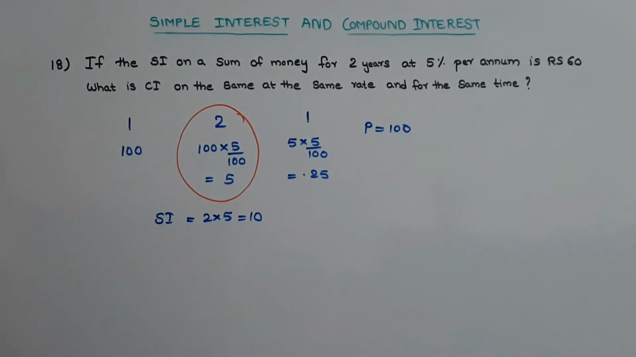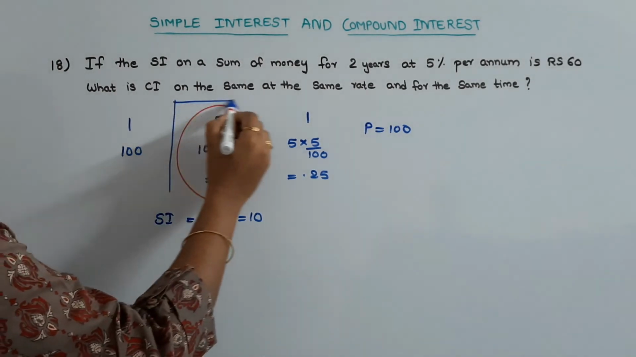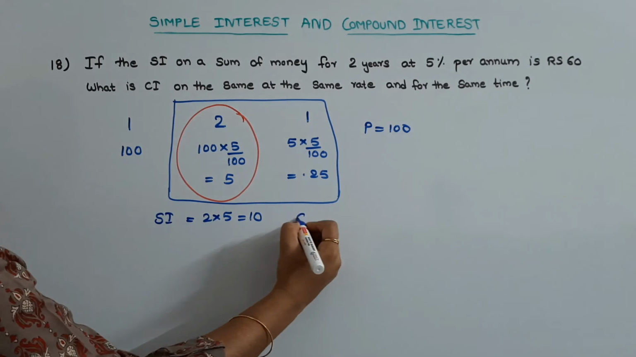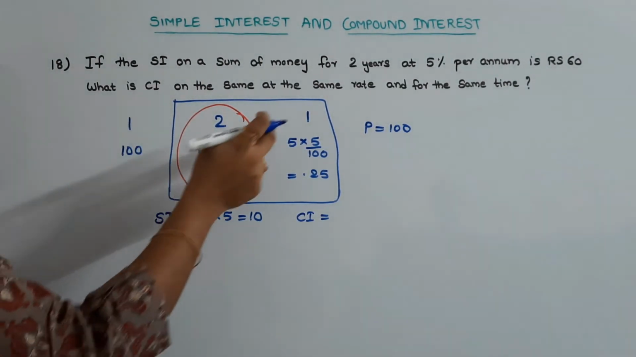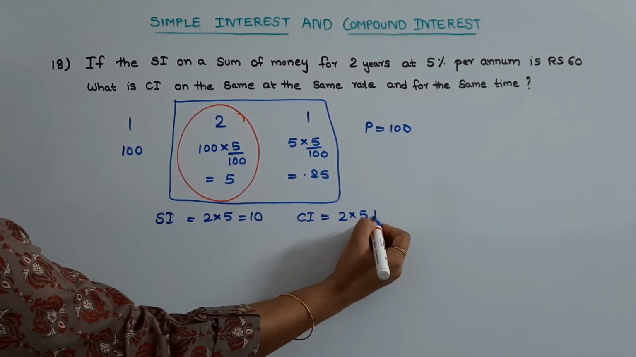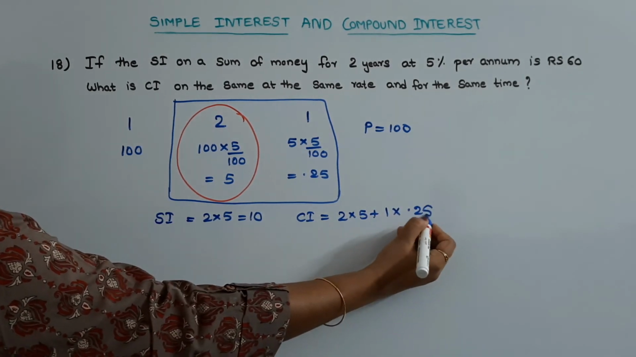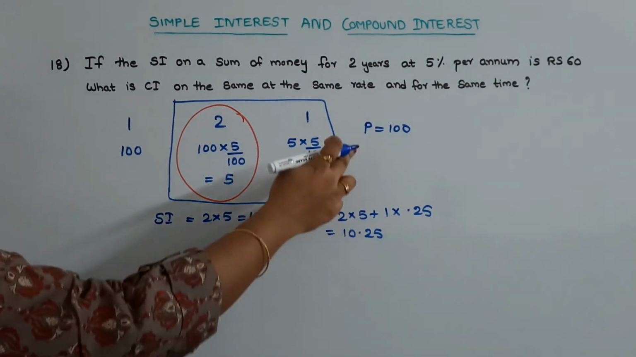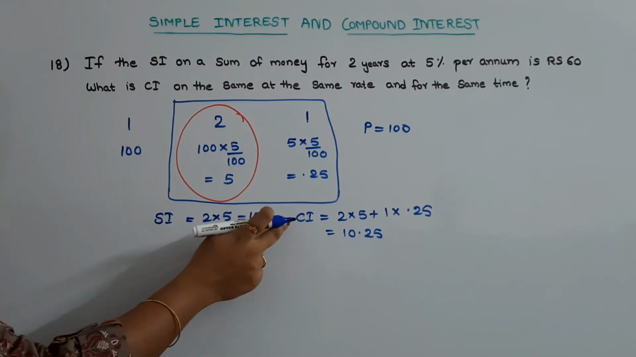So what is compound interest? Compound interest is this full part. Compound interest is equal to 2 into 5 plus 1 into 0.25, that is equal to 10.25. So when we are using principal as 100, we got the simple interest as 10 and the compound interest as 10.25.